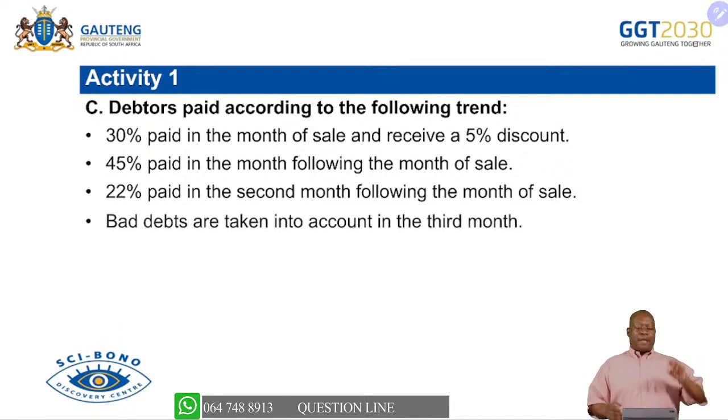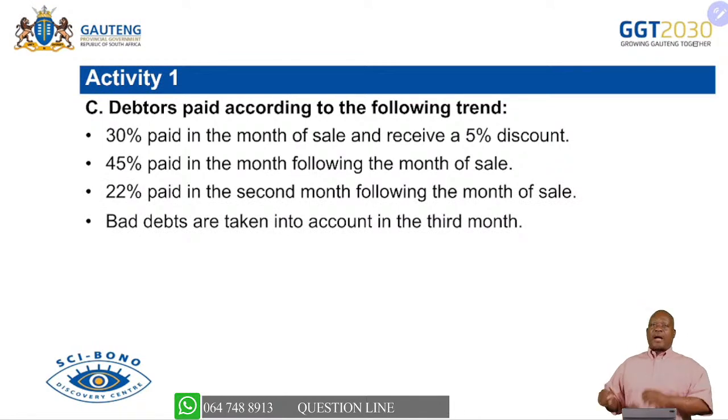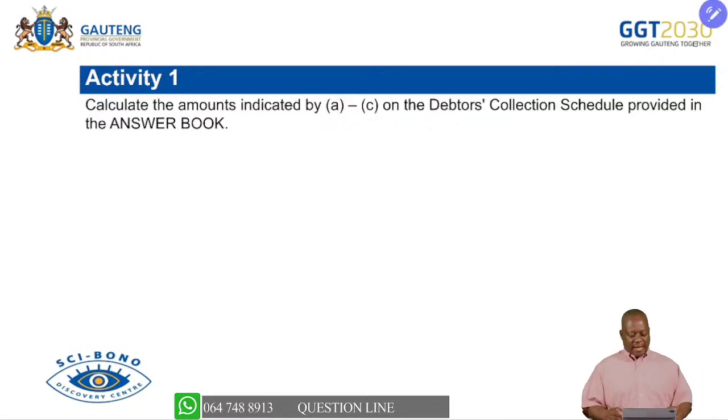And they are saying here, bad debts are taken into account in the third month. So they are simply saying here, you can see how I got 3%, right? Adding all the percentages, adding up to 97%, but we need 100% in total. So the missing 3% is the one that is going to be declared as bad debts. After 3 months, we are going to say this amount is never coming to us. Let's write it off as bad debt.